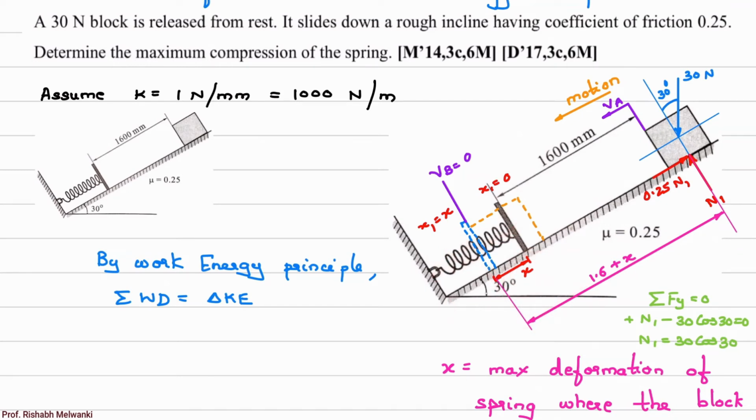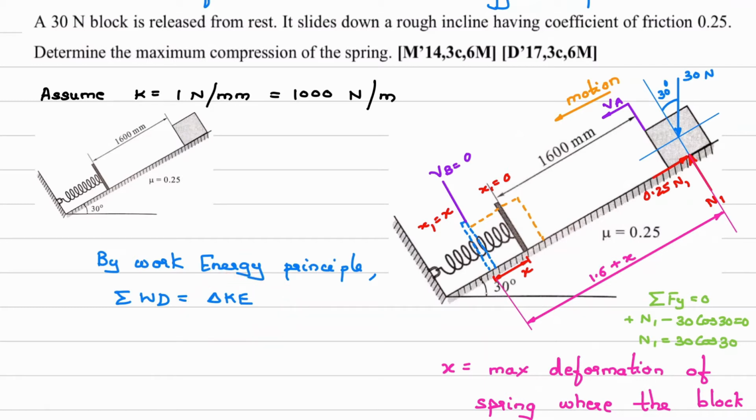Now initially at point A, it is written that the block is at rest. It is released from rest, so VA is 0. And at point B, what will happen? The block will again come to rest. Because of the resistance of all the work done, finally the block will come to rest. So at point B, there also the velocity is 0. So on the right side, the change in kinetic energy is 0.